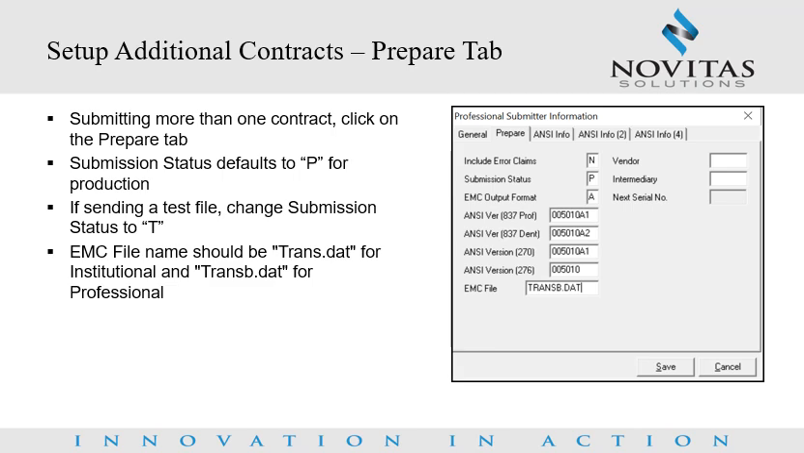Set up additional contracts, Prepare tab. If the provider submits to multiple contracts, there are additional setup steps, starting with the Prepare tab. On this tab, the submission status defaults to P for production. If the provider is sending a test file, the submission status should be changed to a T. The EMC file name should be trans.dat for institutional and trans.b.dat for professional.